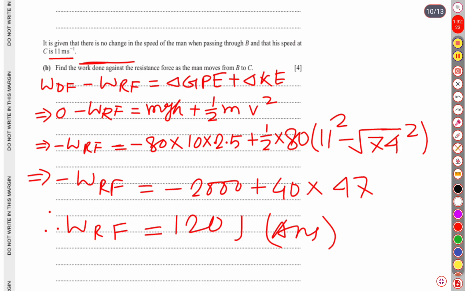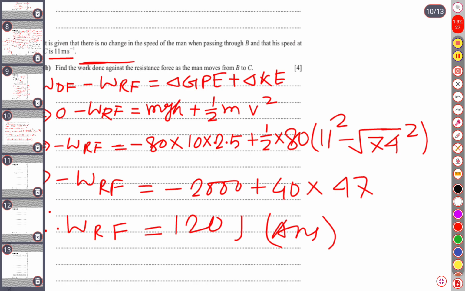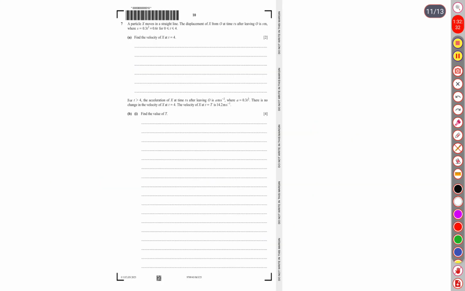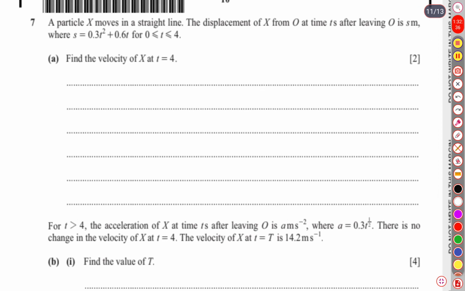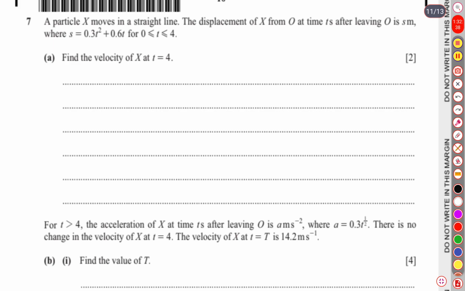Let's move on to the immediate next question. Question number 7 on page number 11, and last of all the questions. Let's see what it says.